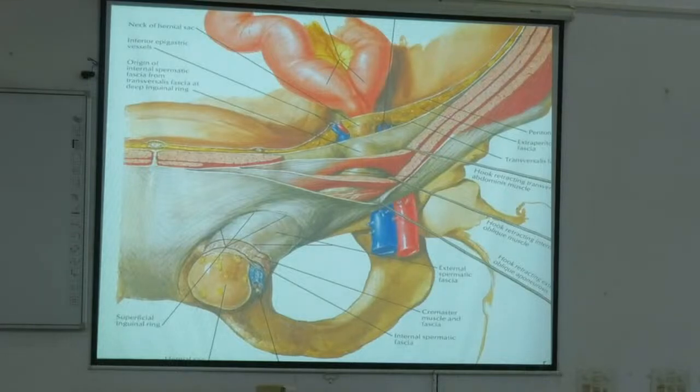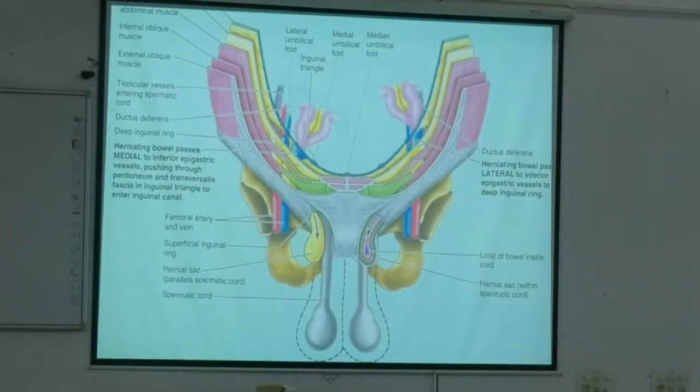See, here it is shown the direct inguinal hernia. See it lying medial to the vessels. Direct inguinal hernia. And here it is passing through the deep ring mainly, indirect inguinal hernia, lateral to the inferior epigastric vessels to the deep inguinal ring.